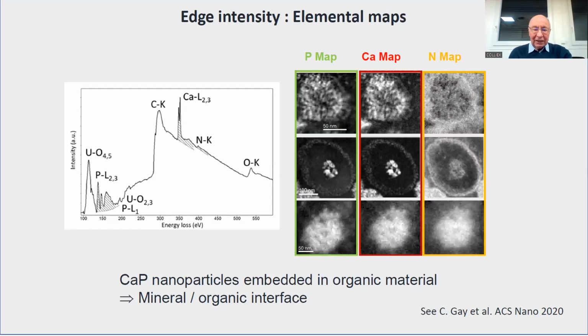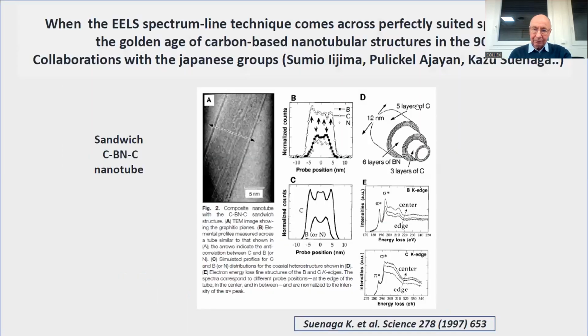And we can make an analysis using these signals, calcium and phosphorus, and you see that the phosphorus and calcium may be in the center of the organic material, at the interface, or around. And when you have a strong signal of nitrogen, it means that you have biological material.